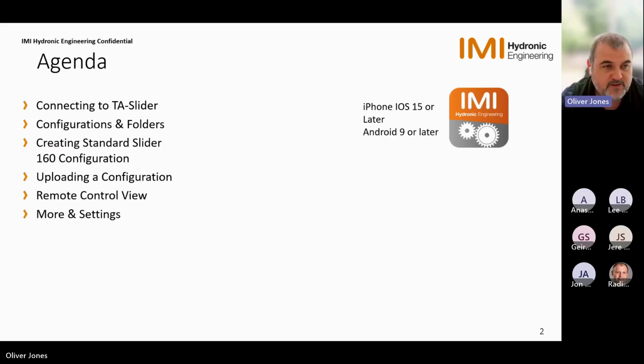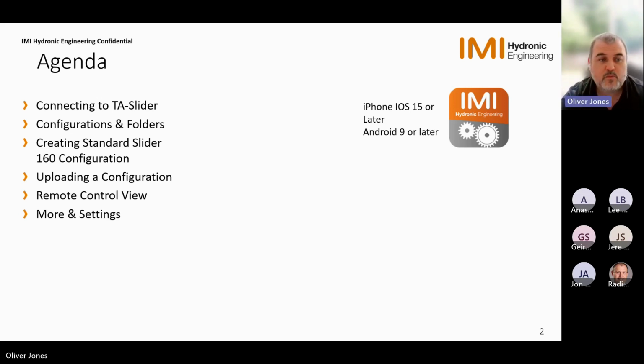Just a brief agenda. The topics we're going to sit on today are firstly connecting to the TA slider itself. We're going to cover configurations and folders. We're going to create a standard slider 160 configuration. We're going to upload that configuration and show you how the upload process works. And we're also going to do a quick remote control view. So this will allow us to see the actuator in operation.